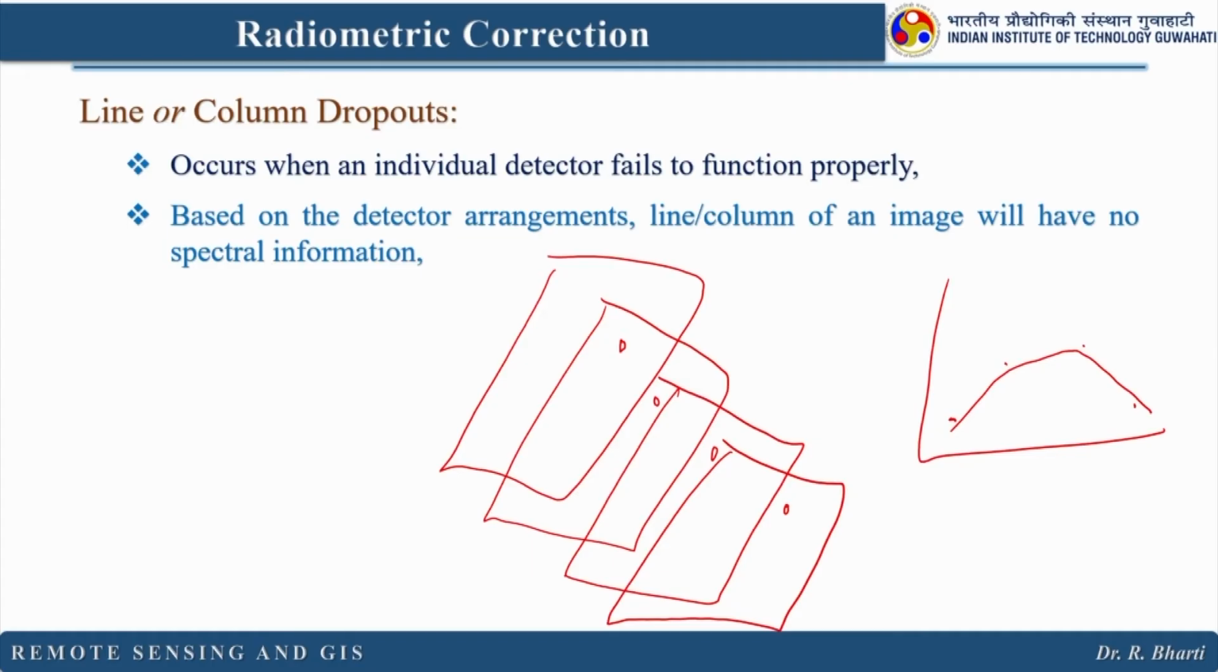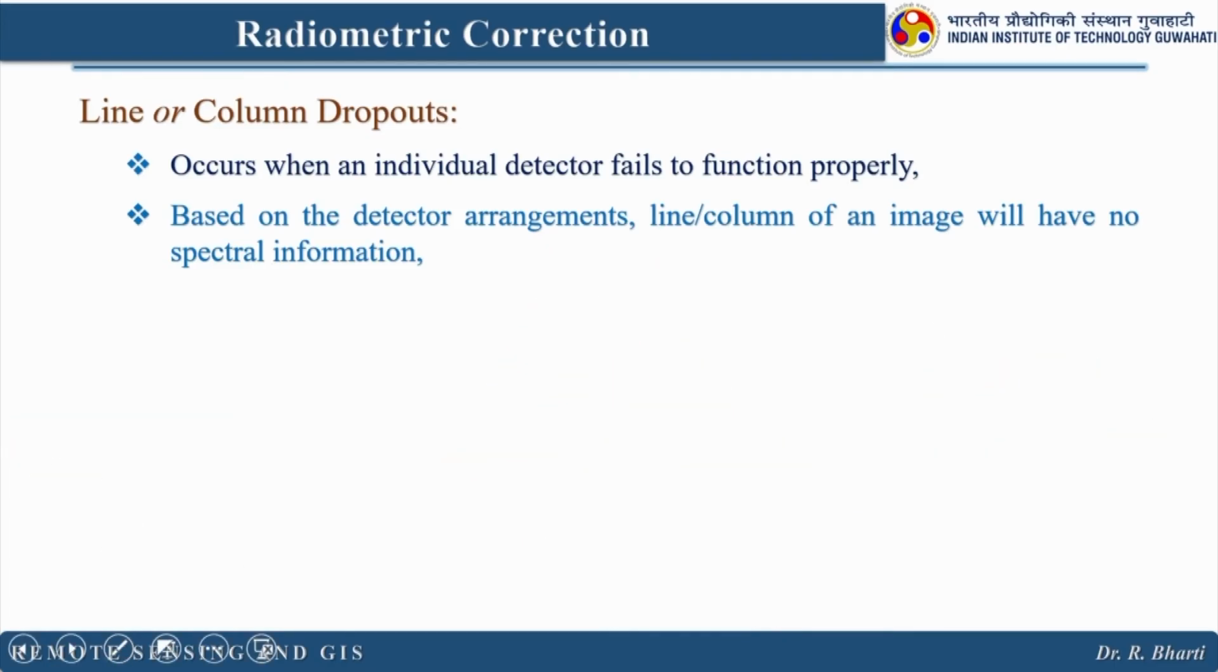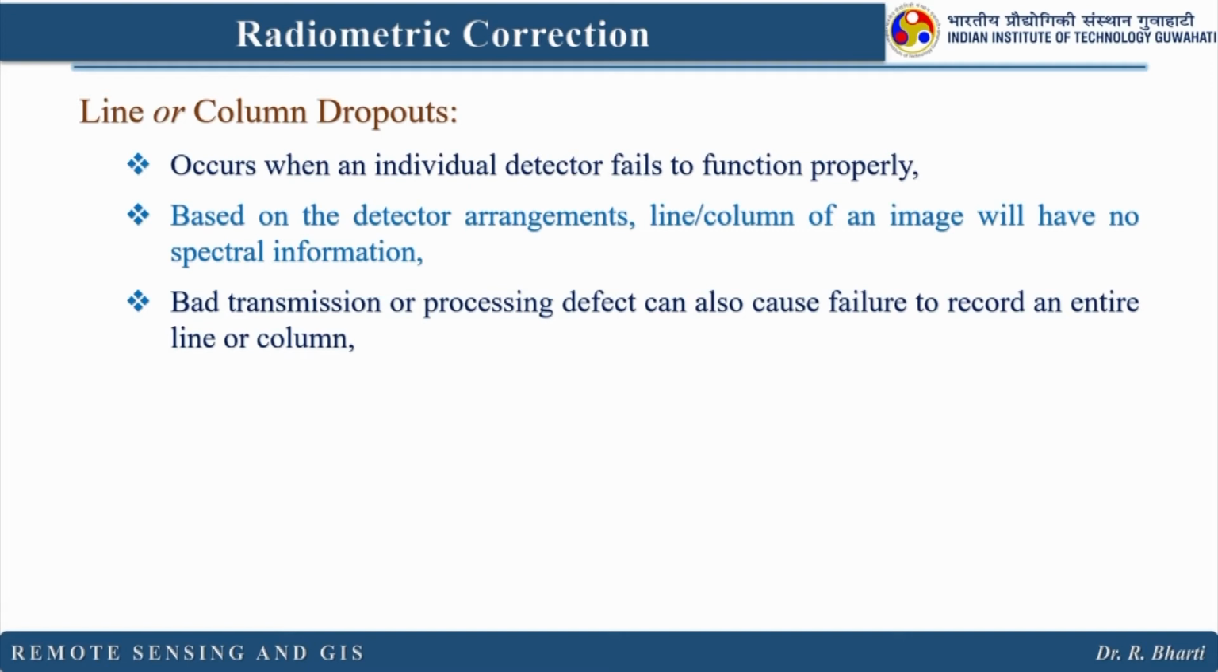So when you are having such a problem, what will happen? There will be no value here, right? So in that case you have to find them and replace them, or estimate some value so that you can replace those lines or columns with the new value. Bad transmission or processing defects can also cause failure to record an entire line or column, right? Here line or column means row and column.